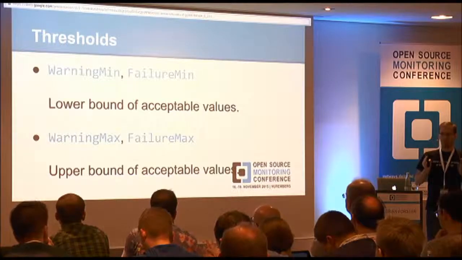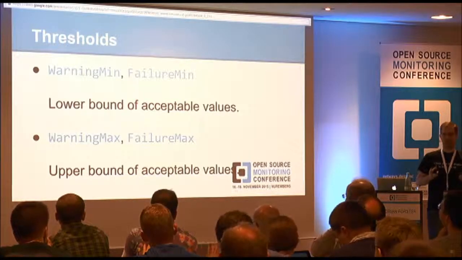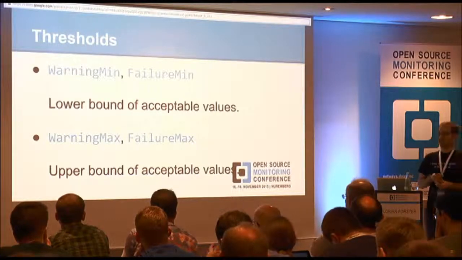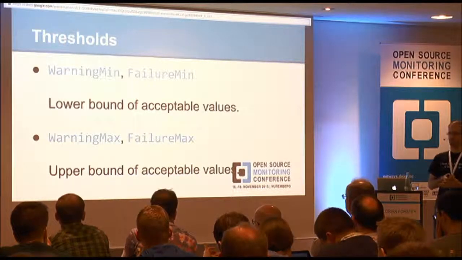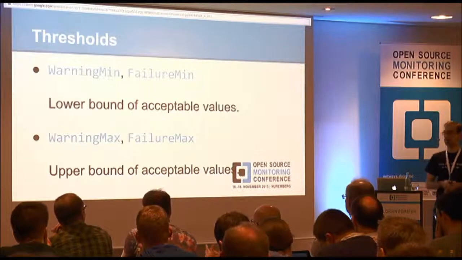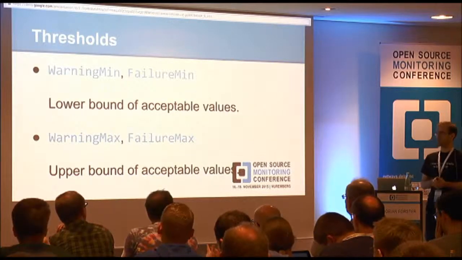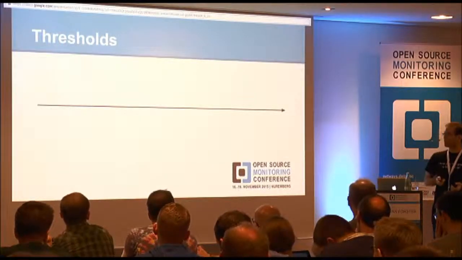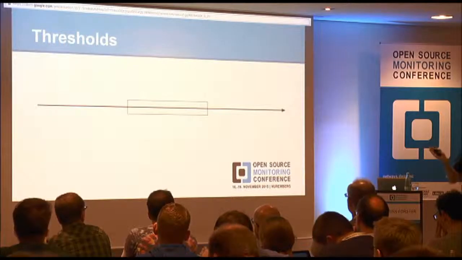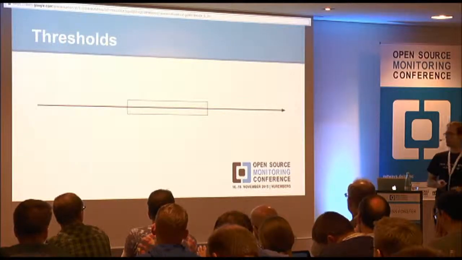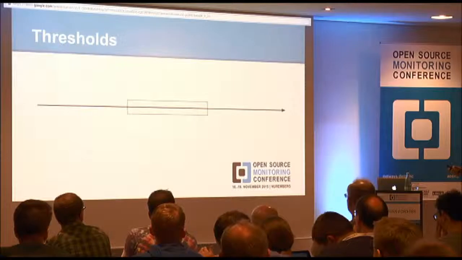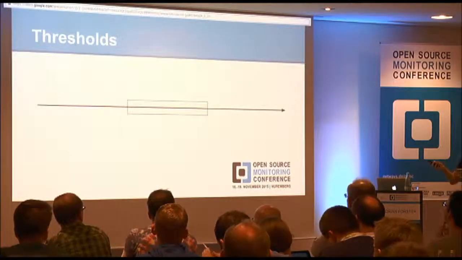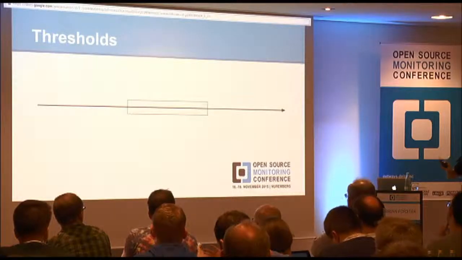There are 4 thresholds that you can configure. Warning min and failure min specify the lower bound of the accepted range, and warning max and failure max specify the upper bound. So to visualize this a little bit, assuming this is the range of all values you have, and let's say this is a green box. This is your acceptable range of values. Everything in here is fine.